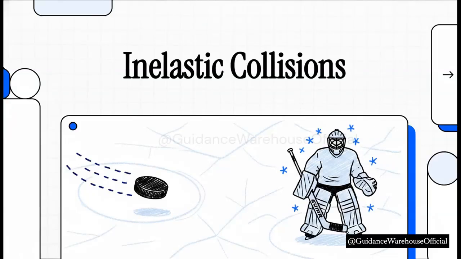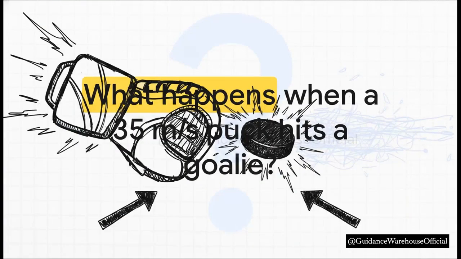Picture this. A 0.15 kilogram solid rubber hockey puck is slapped across the ice at a blistering 35 meters per second. That's nearly 80 miles per hour, flying dead straight at an ice hockey goalie who's standing completely still. The goalie's glove flashes out.